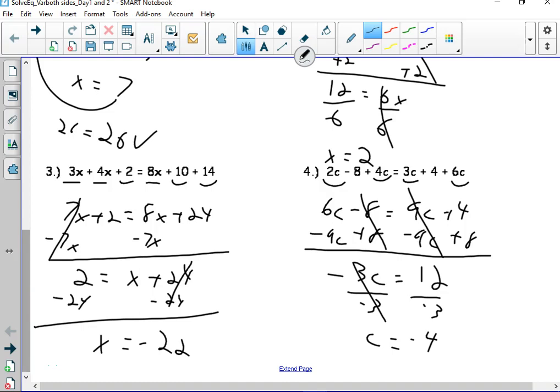Now we talked about this yesterday. If you're going to go plug it back in and check your answer, I would suggest going to this spot, the simplified spot, not this one, because it's going to be faster that way. As long as you did your combining right. Any questions on that page?